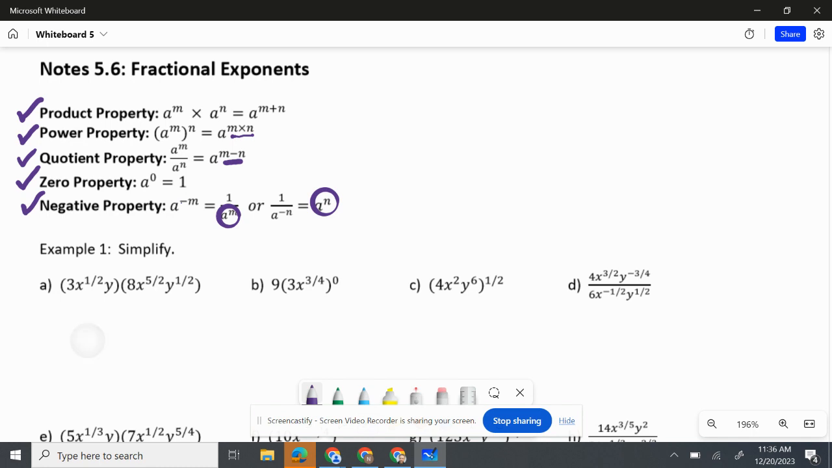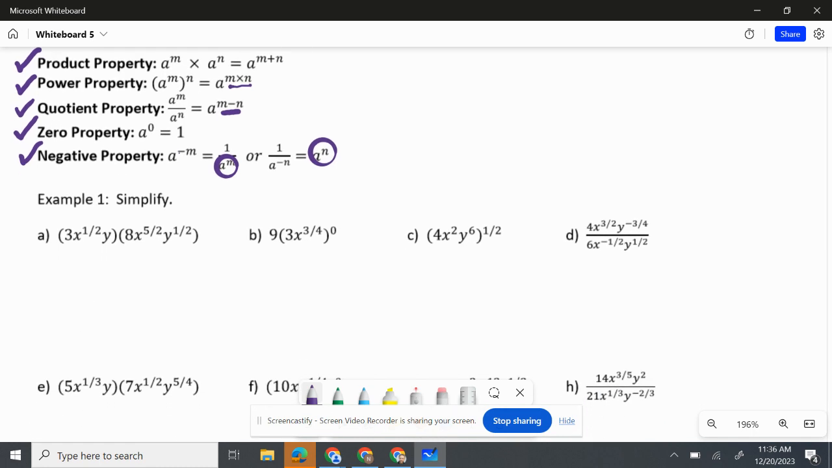So looking at example 1, we're first going to multiply the 3 and the 8, and that gives us 24. And then we're going to add our exponents. So when we have 1/2 plus 5/2, that would be 6/2, which of course is 3. Then we have a y and a y^(1/2). That would be 1 plus 1/2. And we're always going to write our exponents as improper fractions. So that would be 3/2.